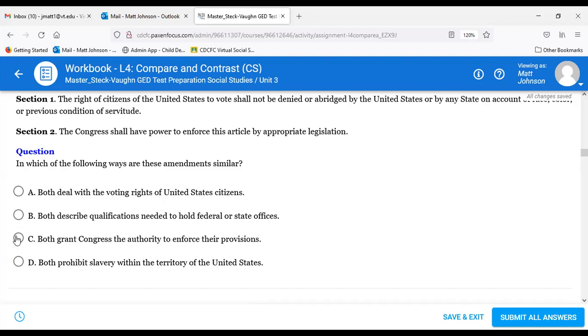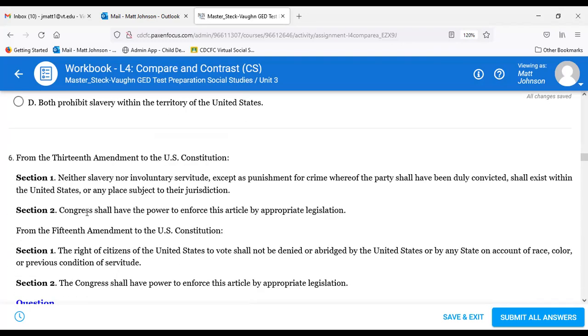Yeah, C. And that pretty much goes for every amendment, right? They're not going to create an amendment and then not be able to enforce it. So that's something you could pretty much say for all of the amendments. That's going to be somewhere in the writing there. So C for number five.